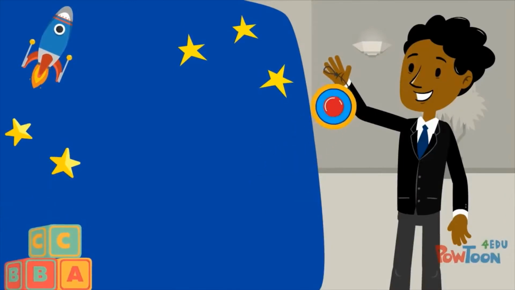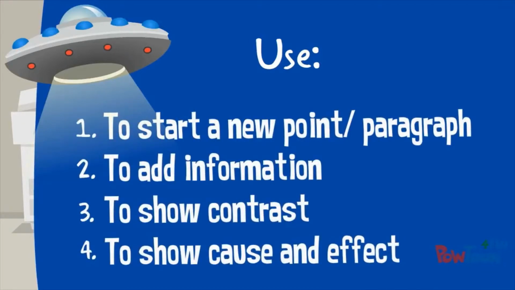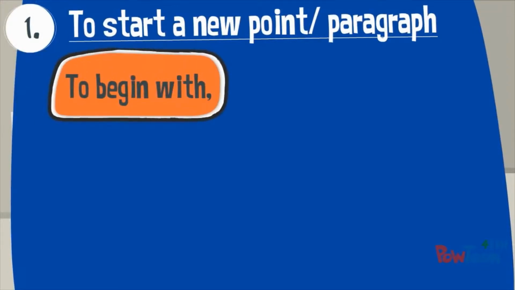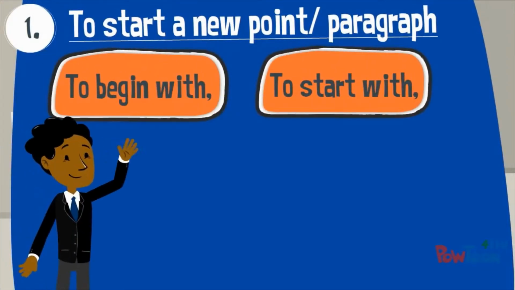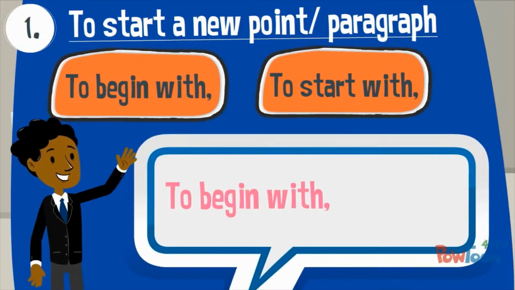Today we are focusing on connectives. The use of connectives can be divided into 4 groups. They are used to start a new point, to add information, to show contrast, and to express cause and effect. We can use "to begin with" to start a paragraph. For example, to begin with, I am John.